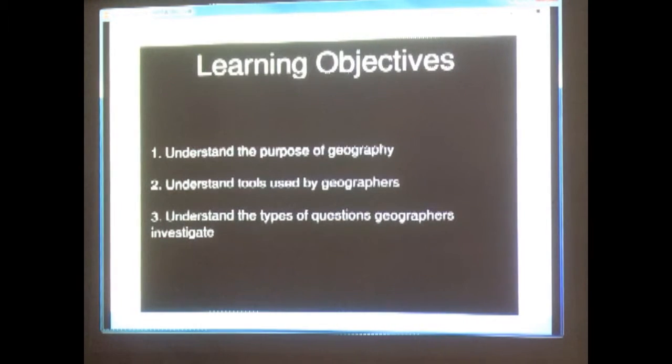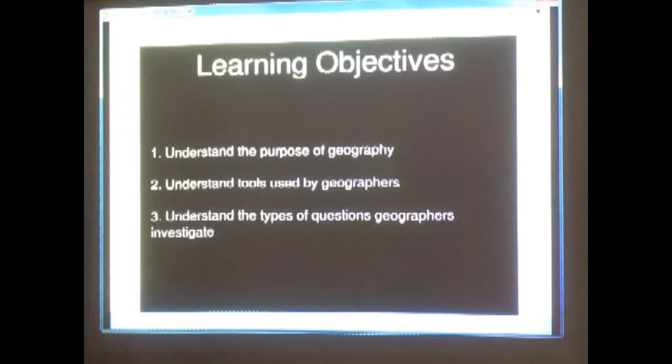Our learning objectives today, what you should be able to do when we get done with the lesson, is you should understand the purpose of geography. Because a lot of people, what's your number one question? Why do I have to be in geography? Why do we need to learn this, right? So after today, hopefully you understand the purpose of geography.